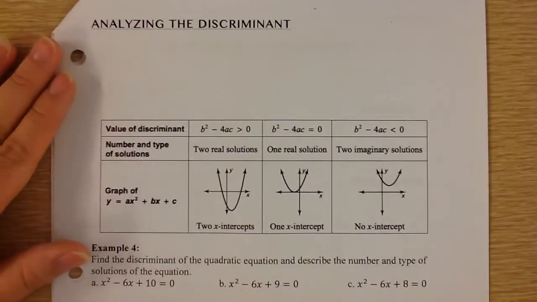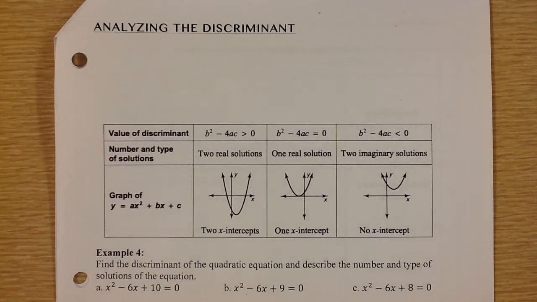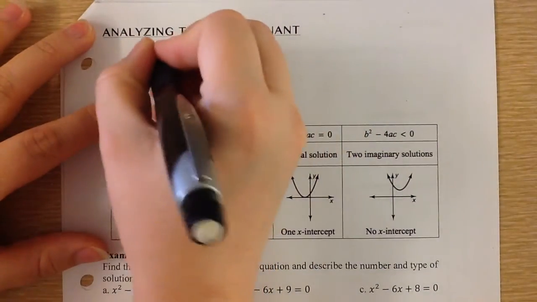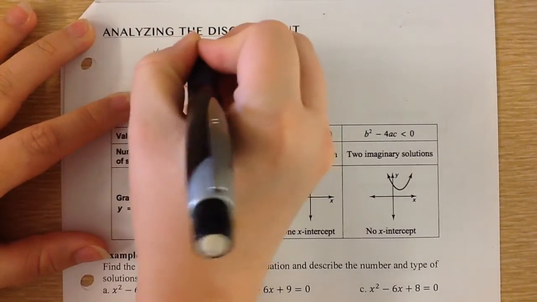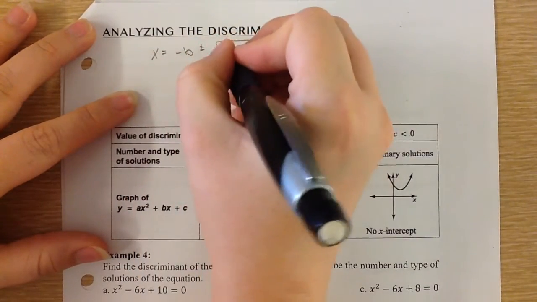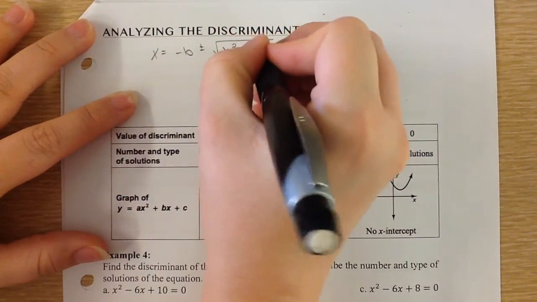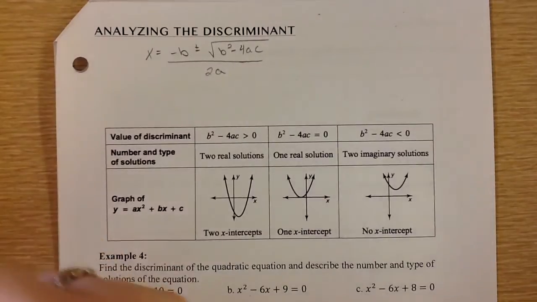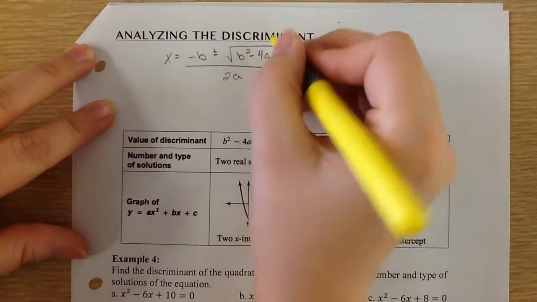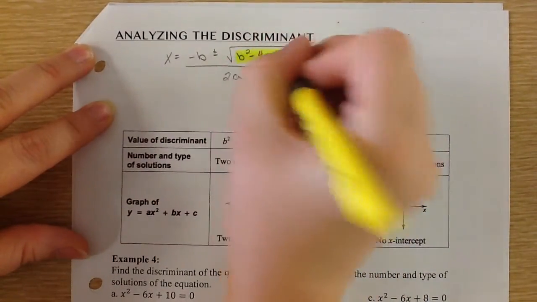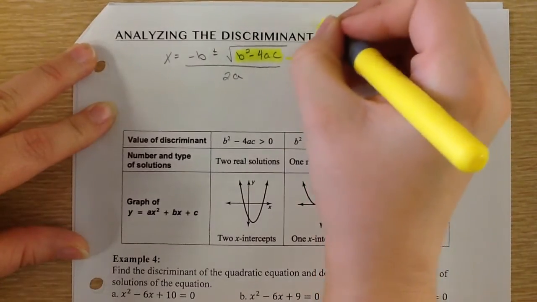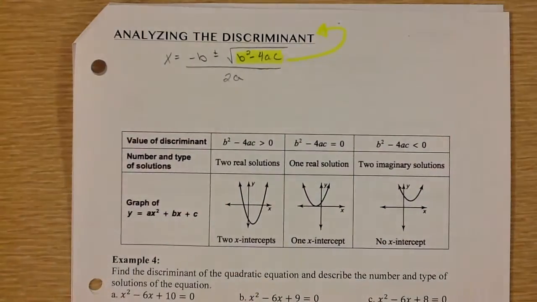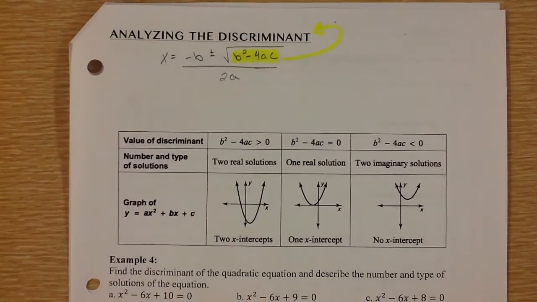Next, the discriminant. Okay, there's our quadratic formula. The discriminant is this thing underneath the square root. That is the discriminant, and the discriminant tells us what type of solutions we're going to have.